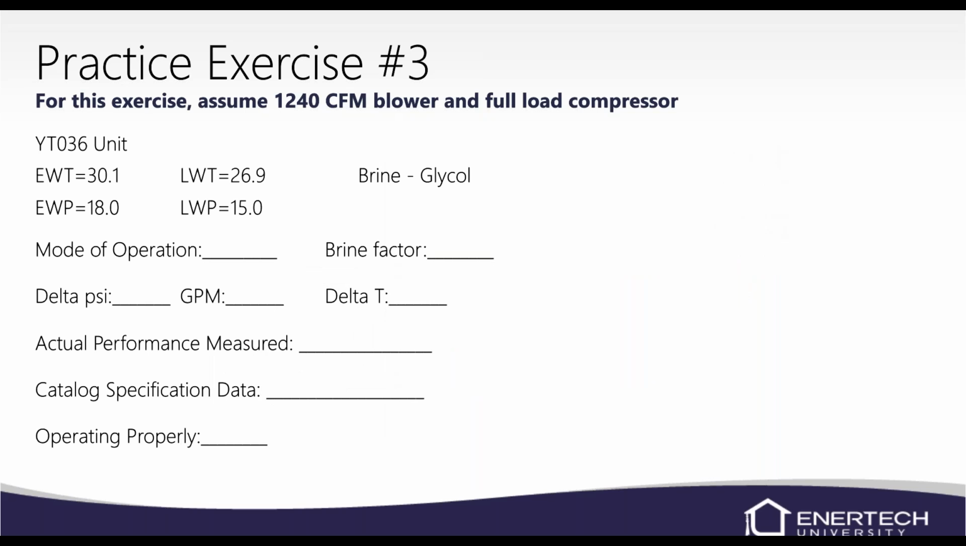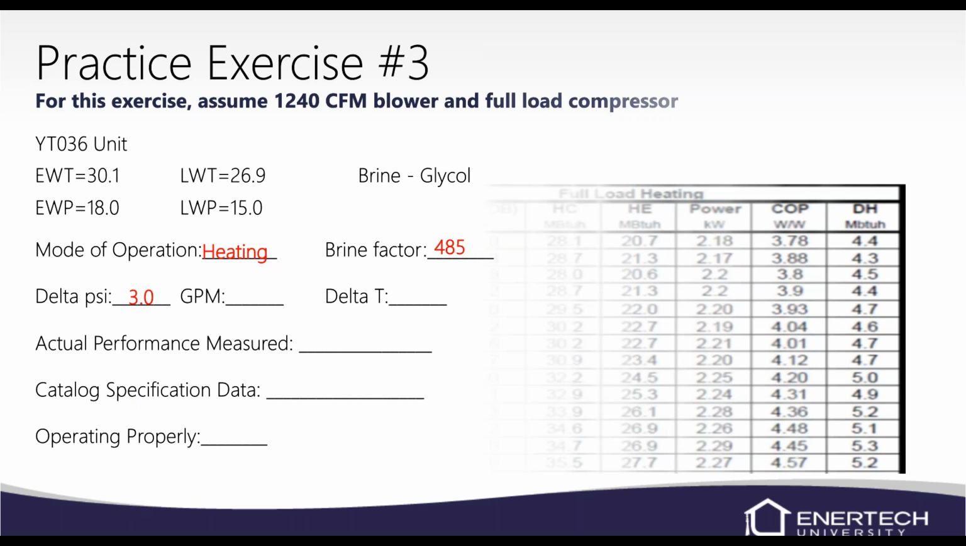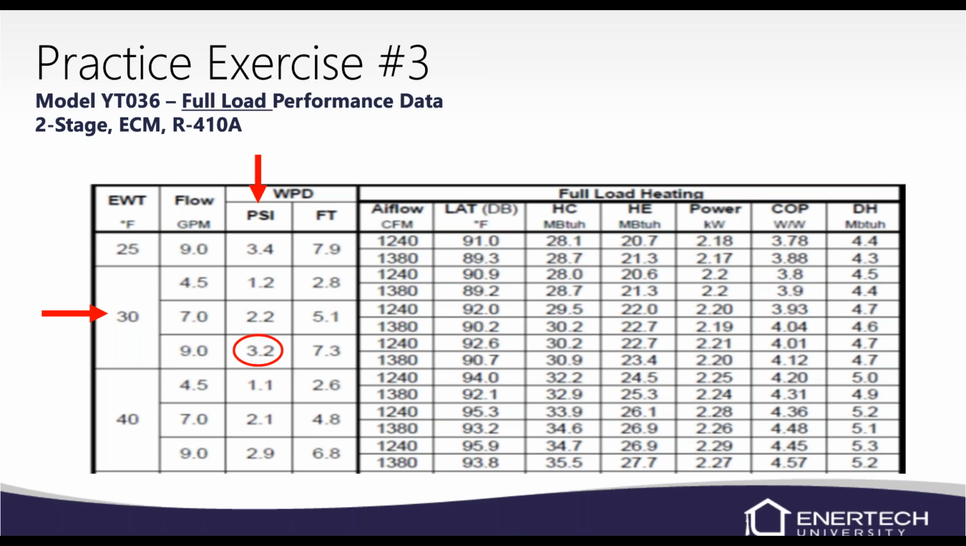Now, the water temperature in is higher than it's leaving, so we're in heating mode. We're extracting heat from the water itself. Brine factor for glycol is 485. We had a 3-pound pressure drop. So if we look in the manual, we'll go to our 30 degree, 3.3, roughly 3-pound pressure drop. That equals our 9 GPM.